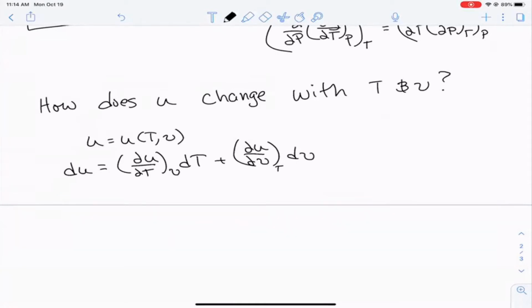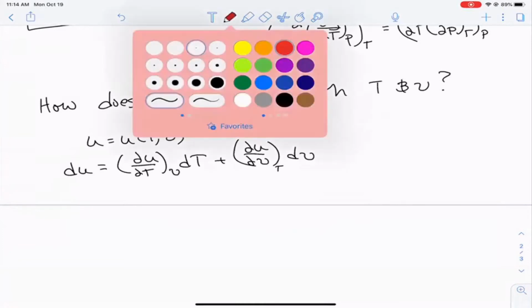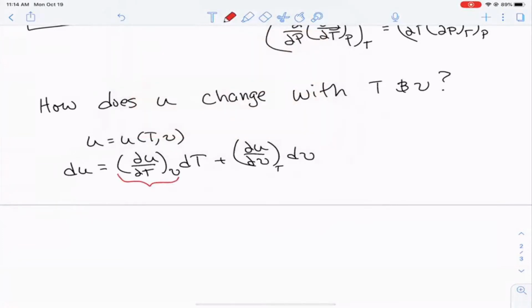Now, last time, we showed that this is an alternative definition for something that we've used in our class. Does anybody remember what that was?